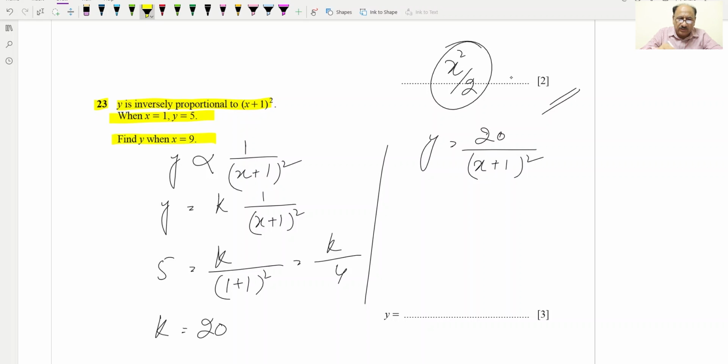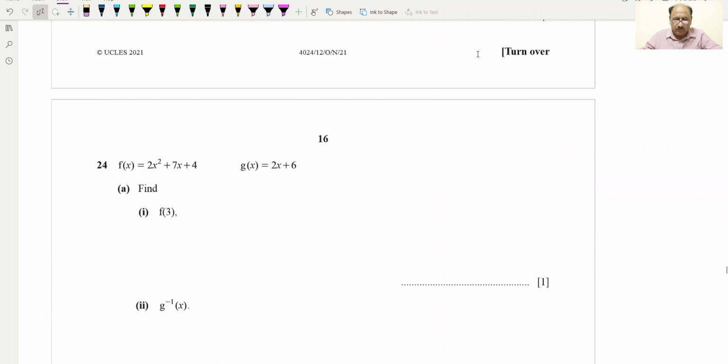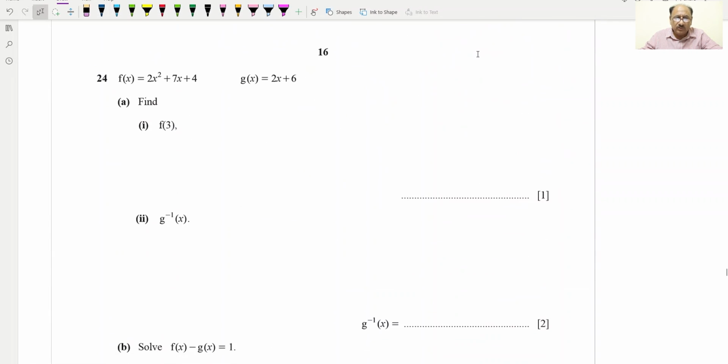Now the last step is what? Find y when x is equal to 9. So y is equal to 20 over, x is equal to 9, so 9 plus 1 squared, which is equal to 20 over 10 squared, which will be 100. So 20 1s are 20, this will be 5 5s are. So y will be equal to 1 by 5. So 1 by 5 will be the answer for the 3-mark question. Hopefully you understood this. Now this is question number 24, which is a functions question.